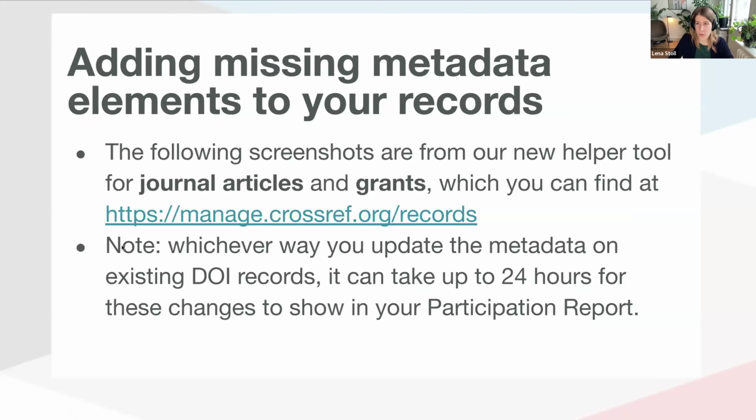Another general note: whatever way you use to update or change anything in the metadata on your existing records or register new ones, it can take a little while, in some cases up to a day, for the scores in your participation report to update accordingly. So if you're adding, say, similarity check URLs to a lot of your records and the score doesn't go up immediately, don't be alarmed. This is just a matter of the data making its way through our system into our APIs and then into the participation report. So you may need to be a little bit patient.